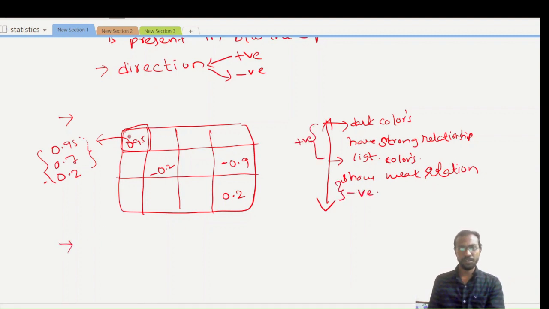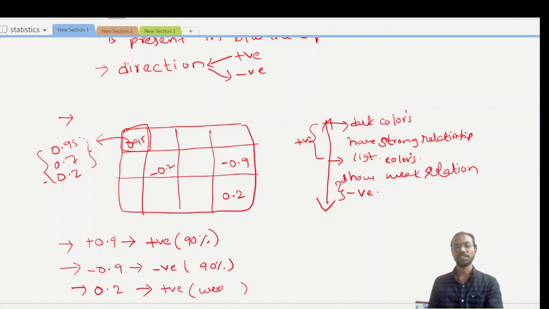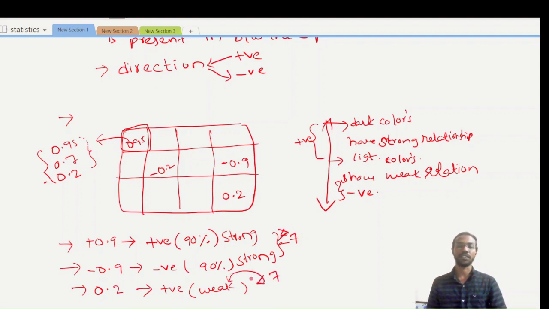If this data contains +0.95, it means there is a positive correlation, and the strength is 95% relationship between the data. When we talk about -0.9, we have a negative correlation and the relationship is 90%. When we talk about a small positive value, it has a positive relation but a weak relationship. Beyond 0.7 we consider it a strong relationship. Greater than 0.7 is strong, and less than 0.7 we consider a weak or loose relationship. So that is correlation.